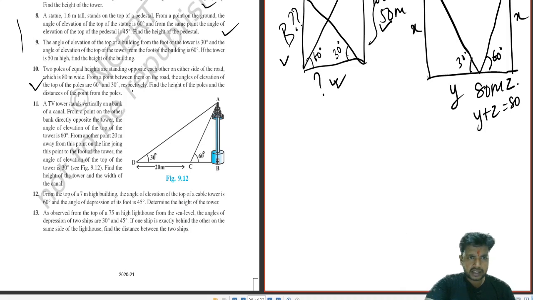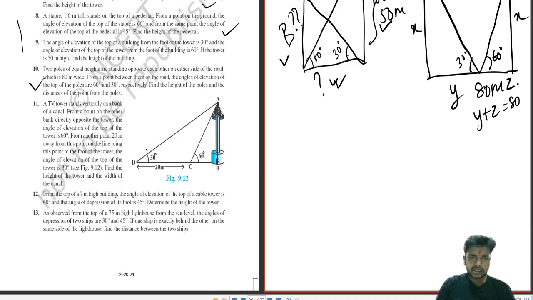A TV tower stands vertically on a bank of a canal. From a point on the other bank directly opposite to the tower, the angle of elevation of the top of the tower is 60 degrees. From another point 20 meters away from this point, on the line joining this point to the foot of the tower, the angle of elevation of the top of the tower is 30 degrees.